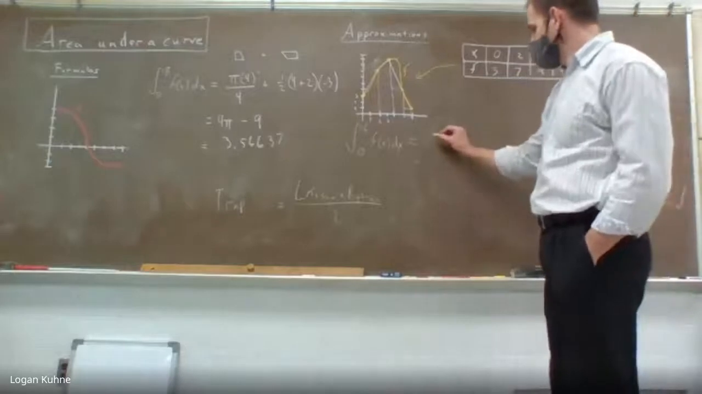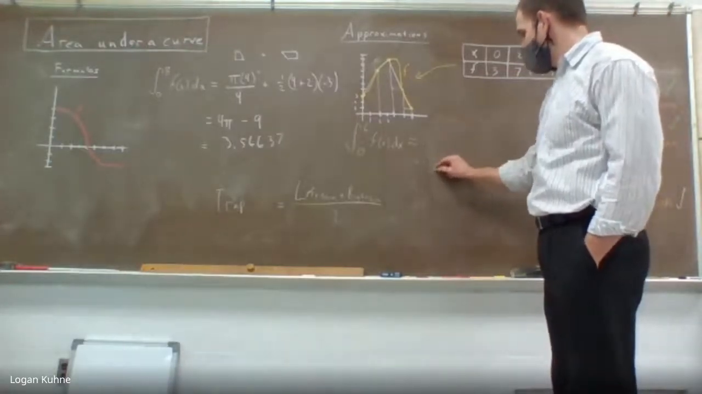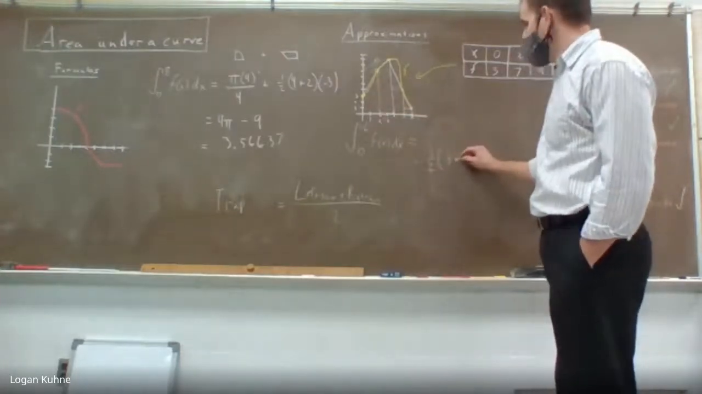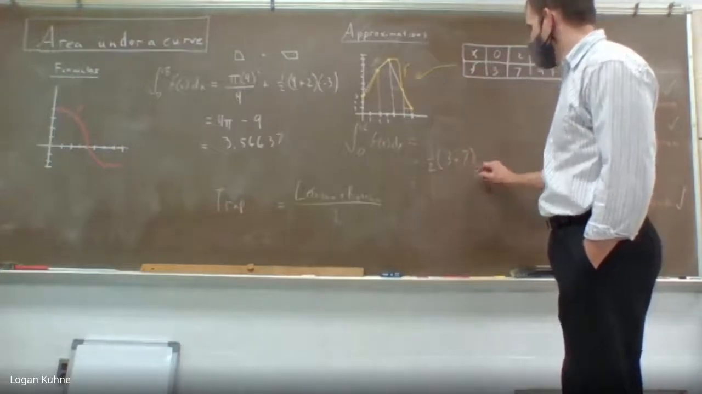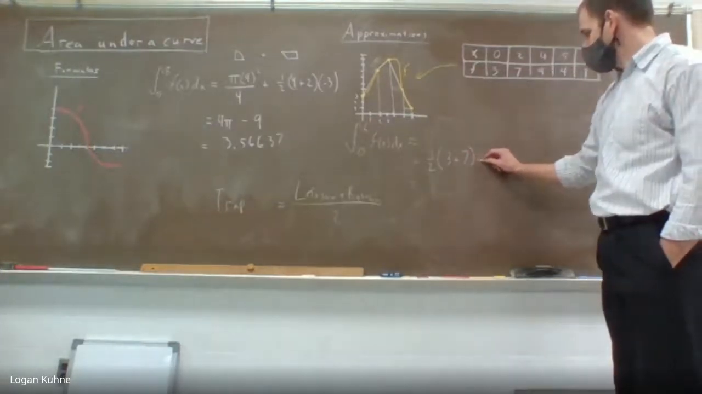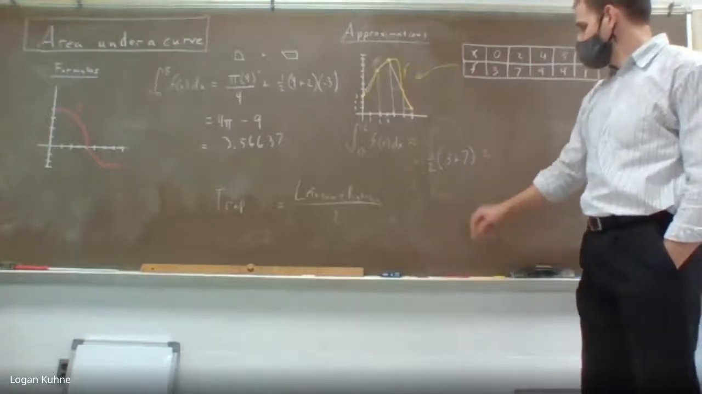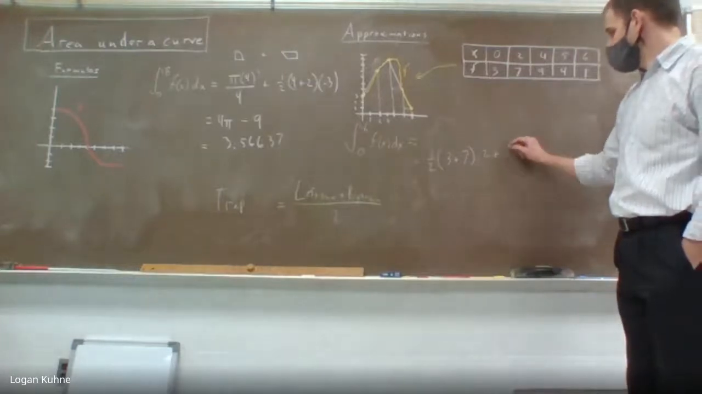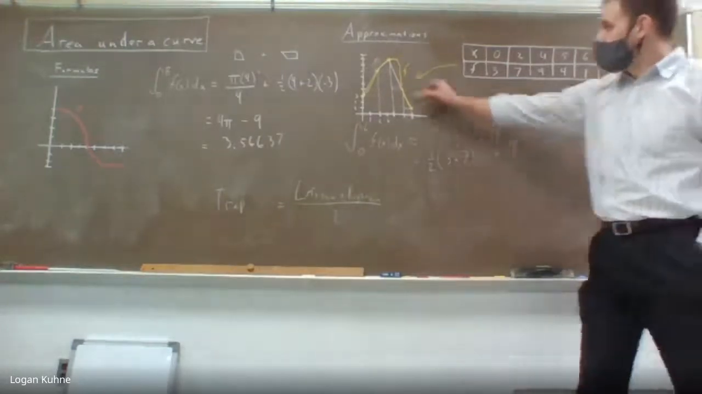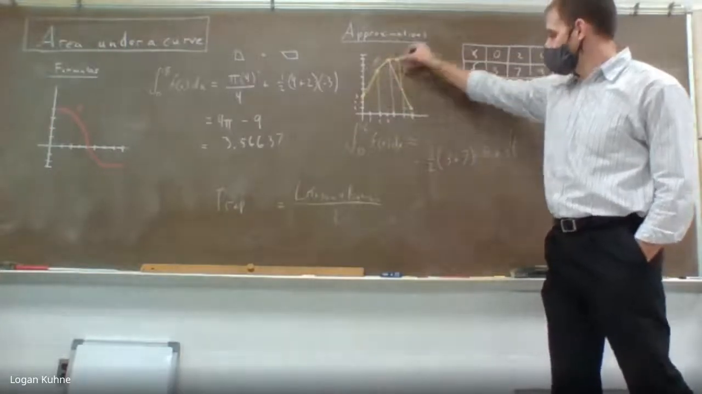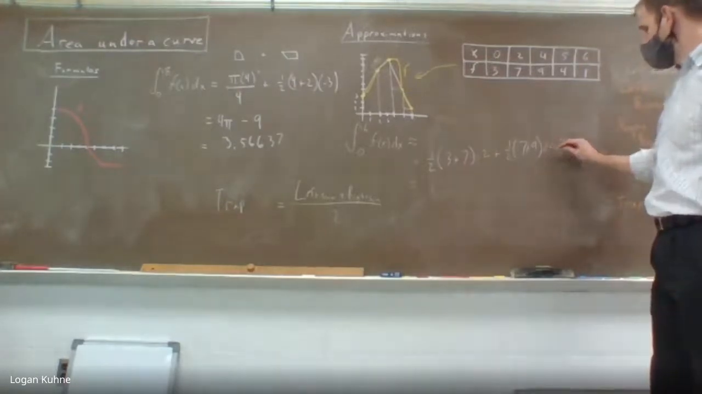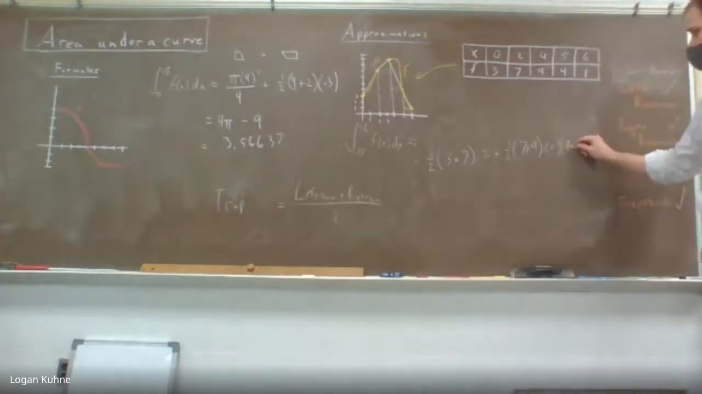So I make a trapezoid. So it's going to be 1/2 base 1 is 3 plus base 2, which was 7, times the height, which was 2. Then 1/2 base 1, which is 7, base 2, which is 9, times the width, which is 2. 1/2 base 1, base 2, times the width.